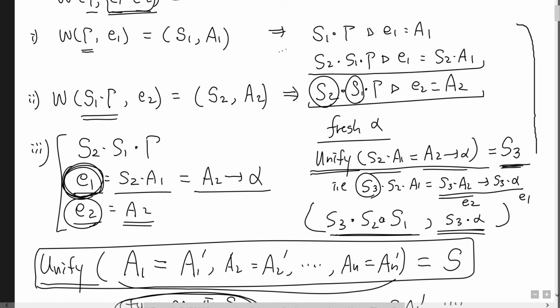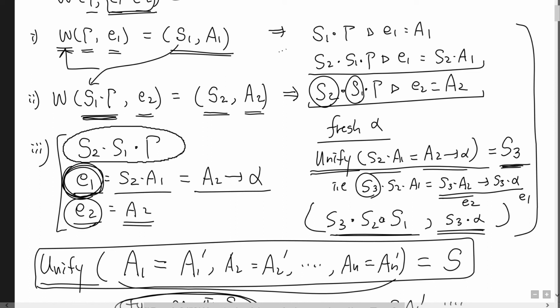So that's the story. Let me go over the story again. First, we make a recursive call to algorithm W with argument E1. Let's say this one returns S1, A1. And then we update the typing context with S1. So under this updated typing context, the expression E2 returns this type substitution S2 and type A2. Now the typing context is this one, and E1 has this type, and E2 has this type.